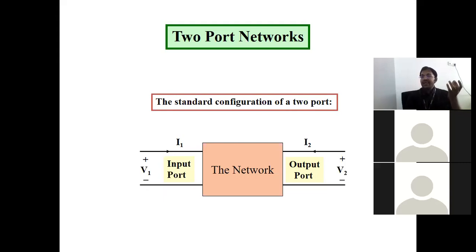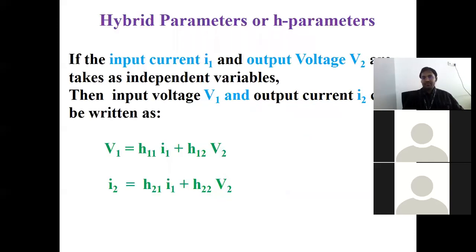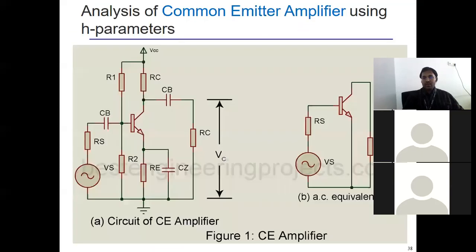So I can represent my amplifier, or I can solve my amplifier, using a two-port network by using H parameters, because we have discussed H parameters for two-port networks, and that is what we'll be doing now. So let us go for an amplifier. Have you seen this amplifier? Yes or no? Anybody give me the answer? So far, this is an example of a common emitter amplifier.